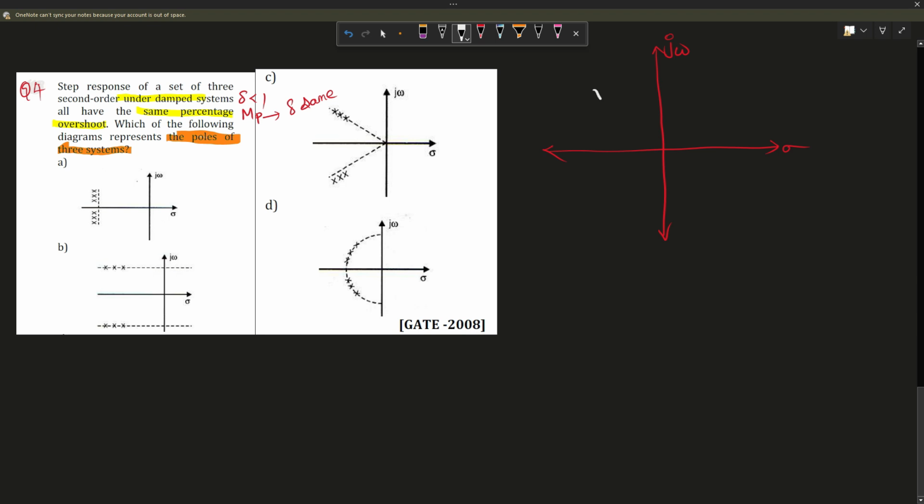Let's say we have a pole over here. It is offset by a horizontal distance of alpha, which is the actual damping, and the vertical distance is the frequency of oscillations omega d, the damped frequency of oscillation. That is, after the damping factor is considered, at what frequency does this response oscillate? That is the damped oscillations. Diagonal distance refers to the natural frequency of oscillations.